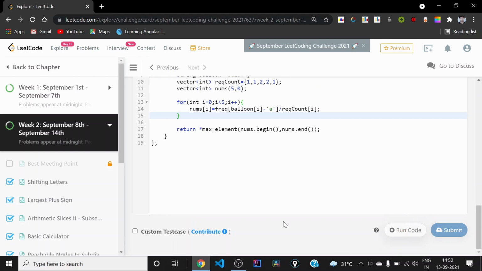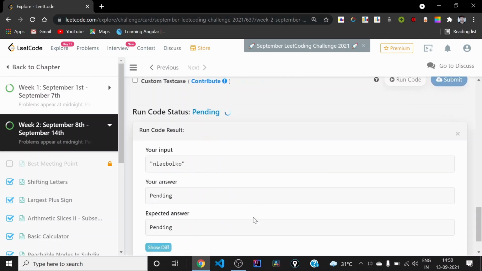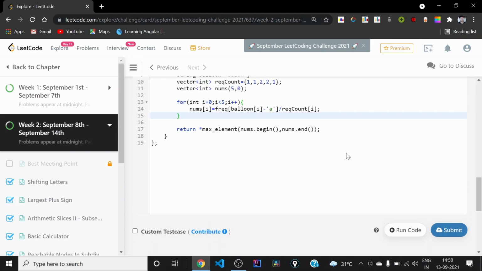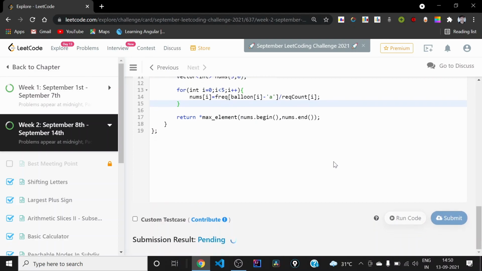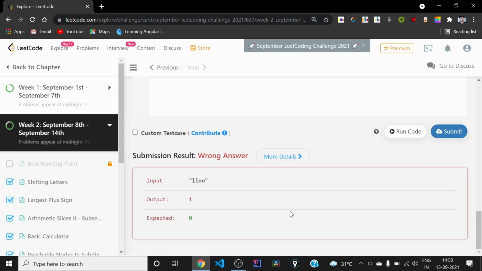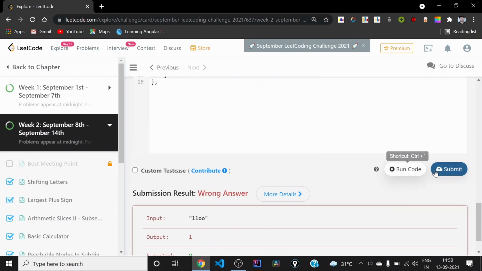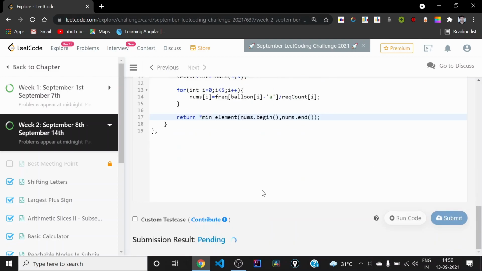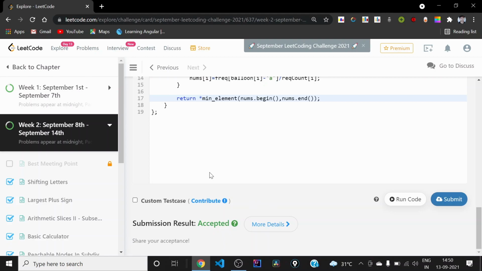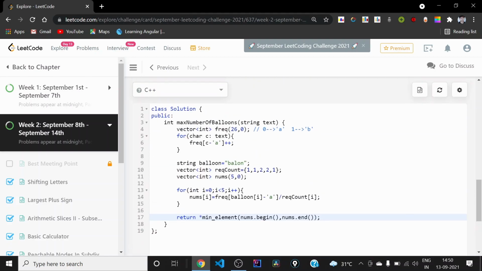So we can try to run it on the sample test case. Yeah, it is working. You can submit it. We have got wrong answer. How? Yeah, sorry. It should be the minimum element. I wrote maximum by mistake. So we can submit it. Yeah, it got accepted. So see you guys on day 14.